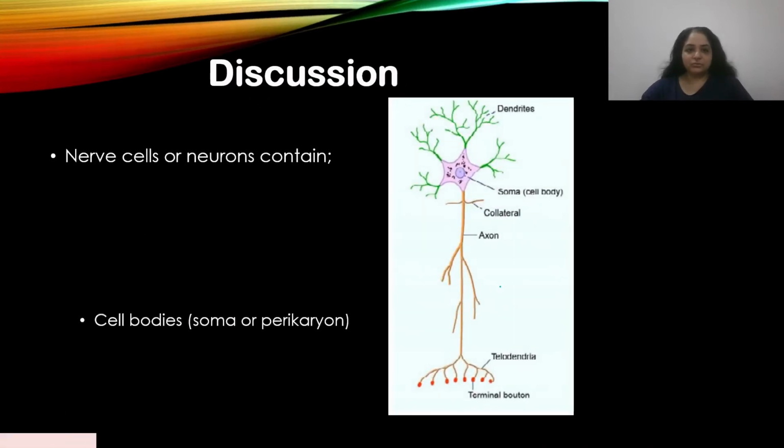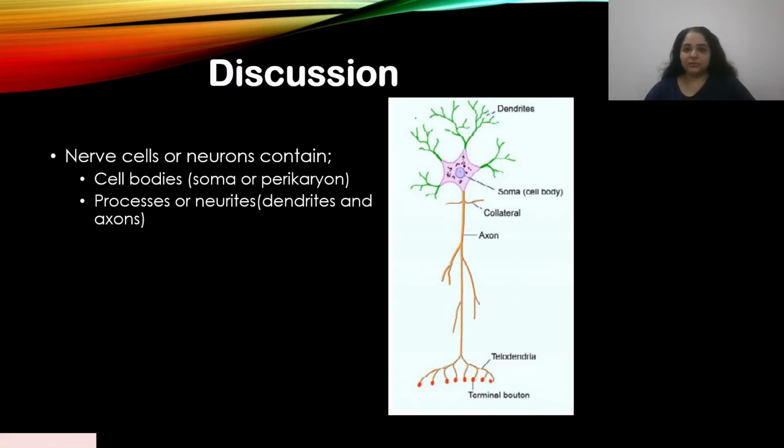Here you have a structure of a typical nerve cell, and you can clearly see the soma or the cell body, which is also known as perikaryon. And you have processes or neurites, which are dendrites and axon. So you have axon here and you have dendrite here. They are very typical for a nerve cell. The other options weren't fitting into that question. So this is the appropriate answer.